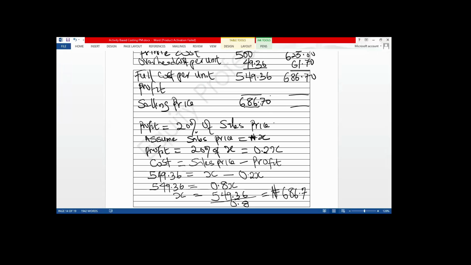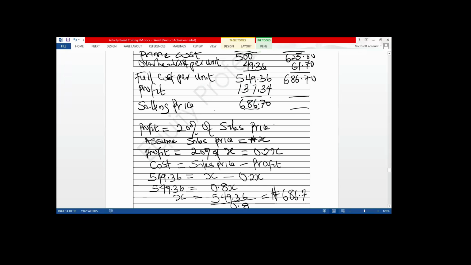686.7 minus 540.36. This will give me the profit here, which is 137.34. You have gotten it for standard. You can go for doulos too.